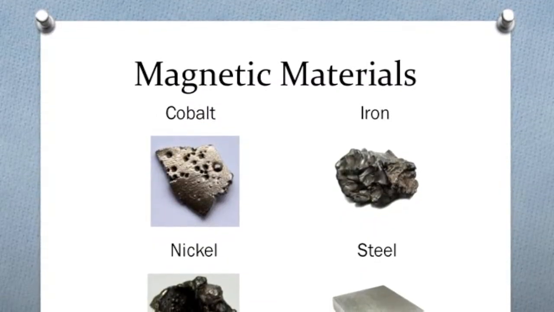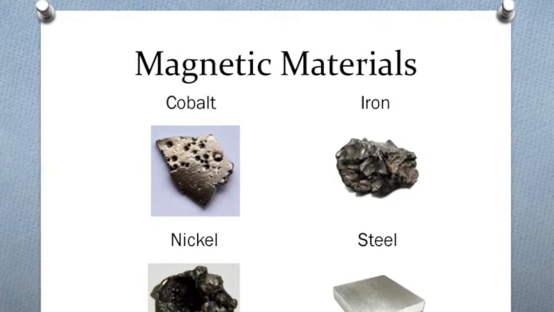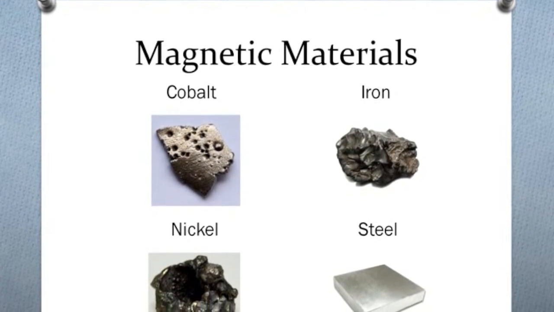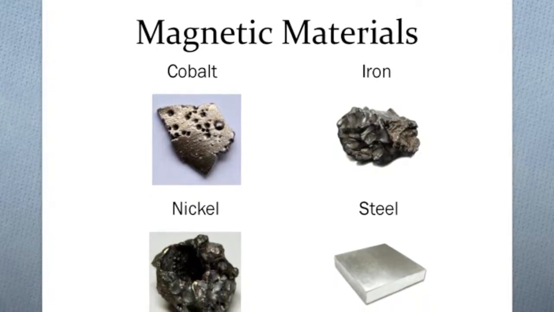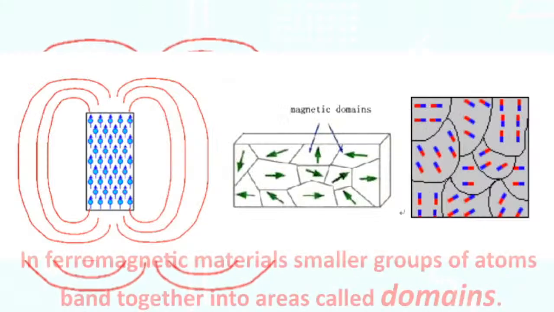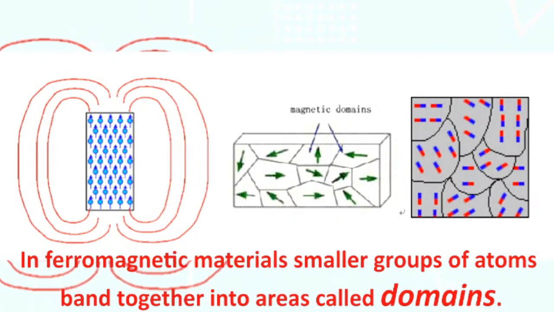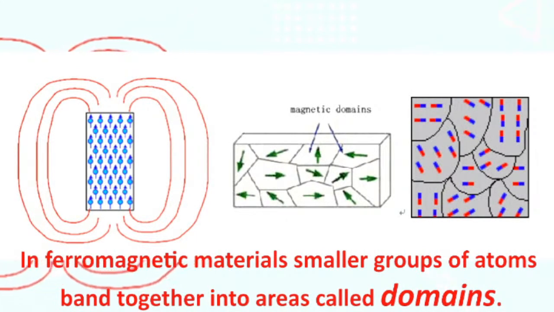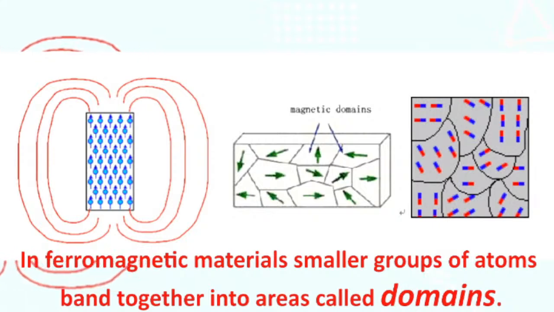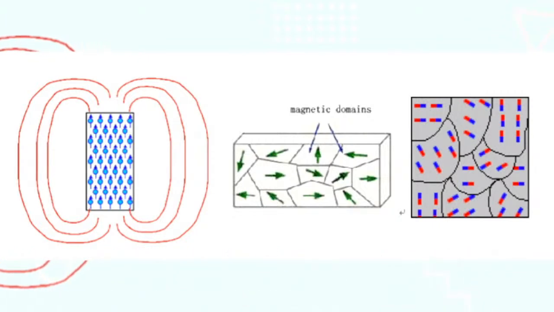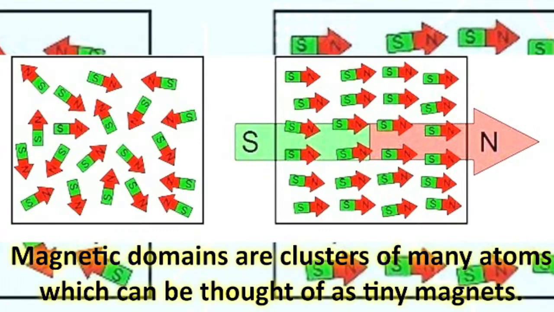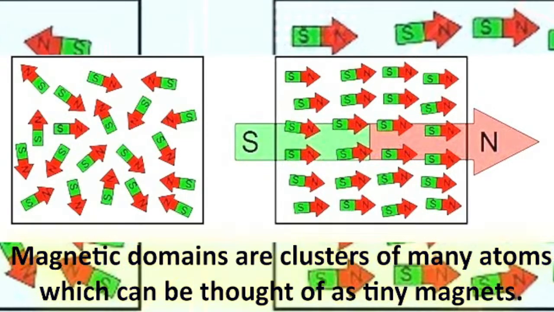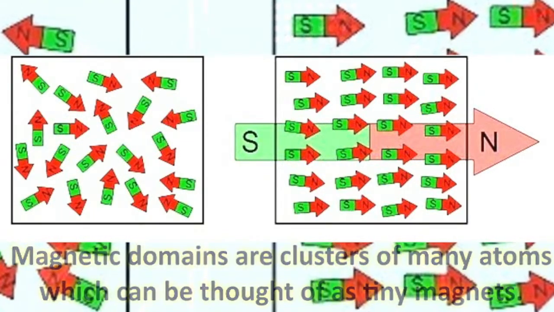As we have discussed earlier, ferromagnetic materials such as iron, steel, nickel, and cobalt have the tendency to magnetize. In ferromagnetic materials, smaller groups of atoms band together into areas called domains, in which all the electrons have the same magnetic orientation. Magnetic domains are clusters of many atoms which can be thought of as tiny magnets.